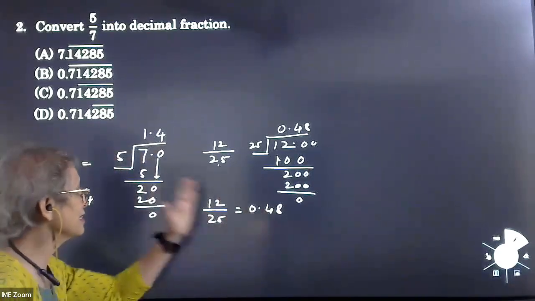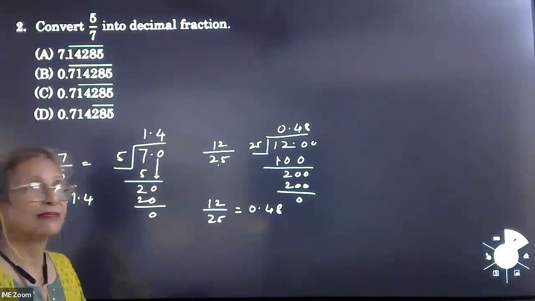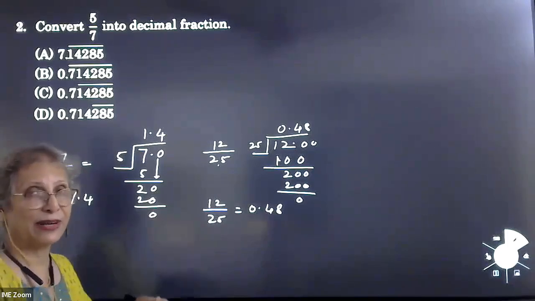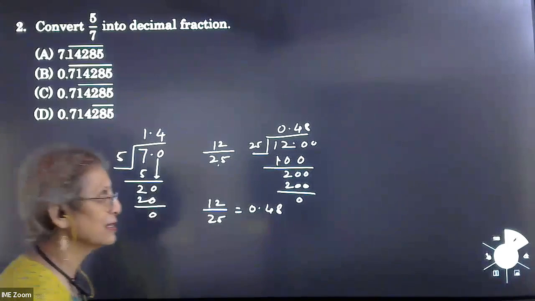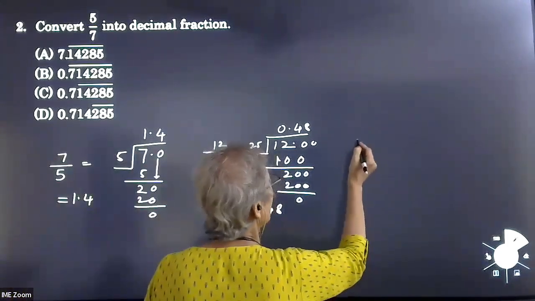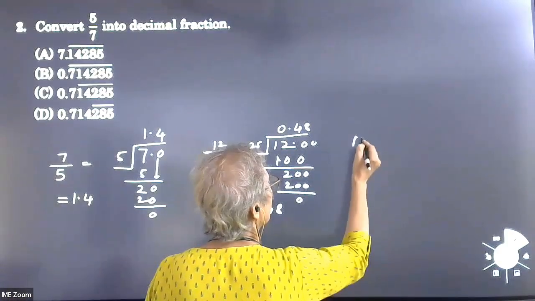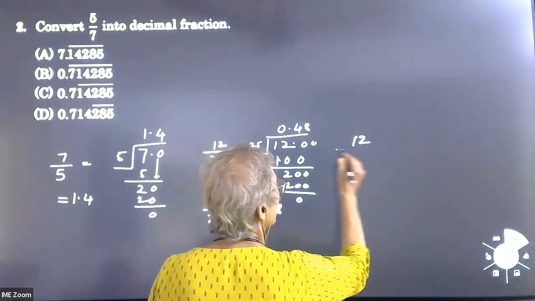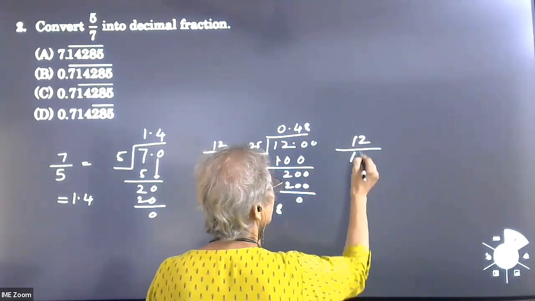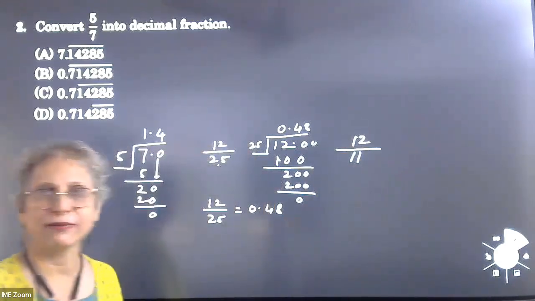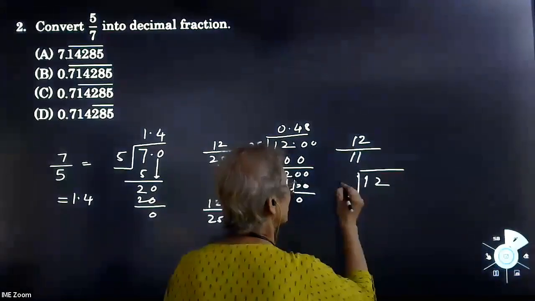Now here in these cases, we are getting remainder 0. But there are certain fractions in which this division process never ends. Let us see such an example. 12 upon, here it was 7, now we'll take 11. 12 upon 11. So let us divide 12 by 11.